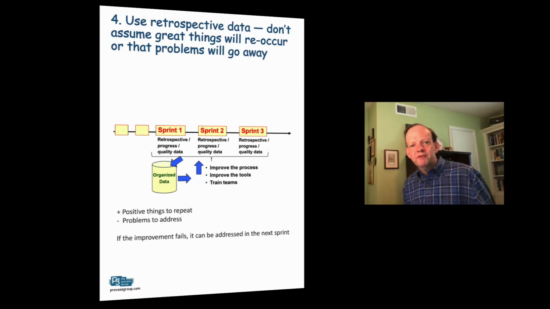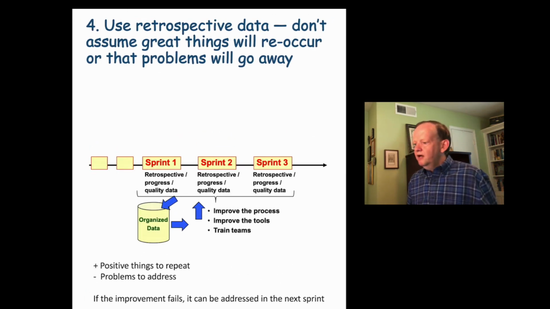So the fourth improvement is to make sure we collect and use retrospective data, and that we don't assume that great things will reoccur or that problems will go away by themselves. So we really have time in the sprint to collect the data and act upon it. I do find a lot of teams don't do this particularly well. Sometimes they don't do it at all. And they end up repeating the same mistakes or getting worse mistakes and worse problems in their projects over time. And then their agile implementation becomes very sloppy and messy, and they're not really happy with it.